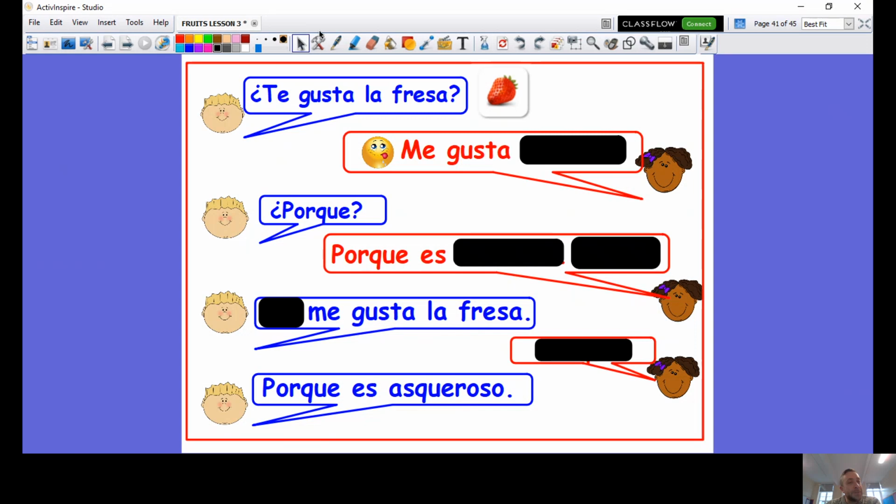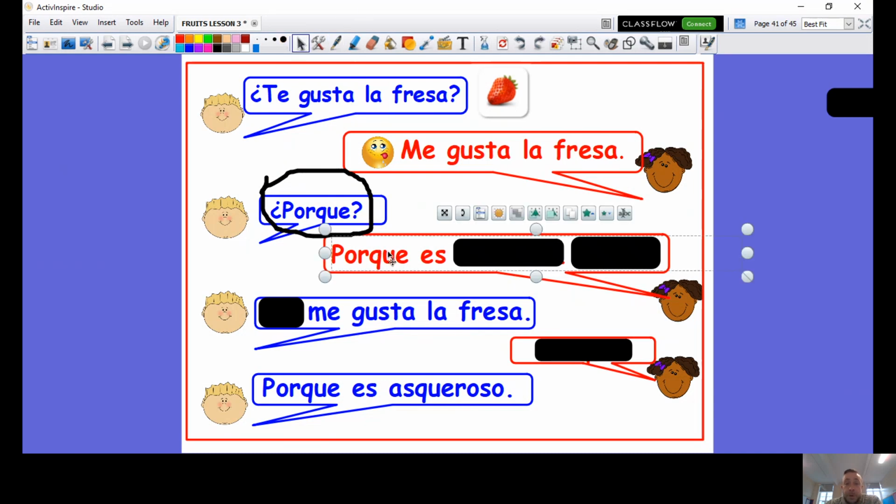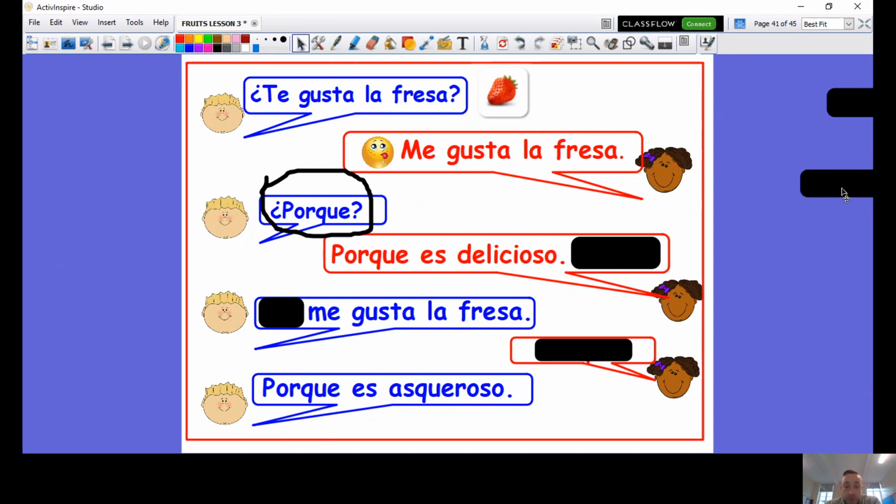Let's do that again. Oh, different words this time. ¿Te gusta la fresa? Me gusta. What's behind this box? That's right, la fresa. ¿Por qué? Porque es. I remember she said because it is delicious. How do we say delicious? Porque es delicioso. And then her new question was, and you? How do we say and you in Spanish?